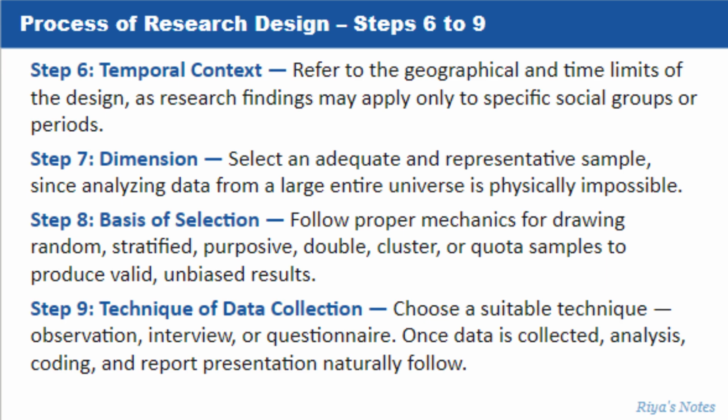Process of research design, steps 6 to 9. Step 6. Temporal context. Refer to the geographical and time limits of the design, as research findings may apply only to specific social groups or periods. Step 7. Dimension. Select an adequate and representative sample, since analyzing data from a large entire universe is physically impossible.